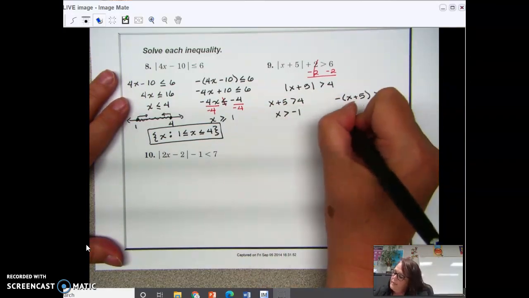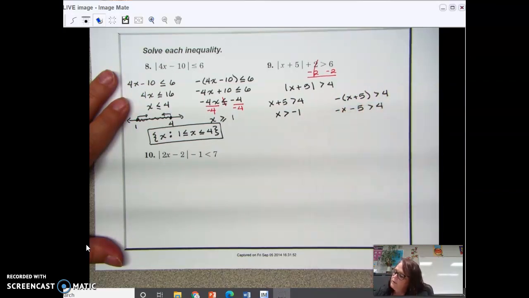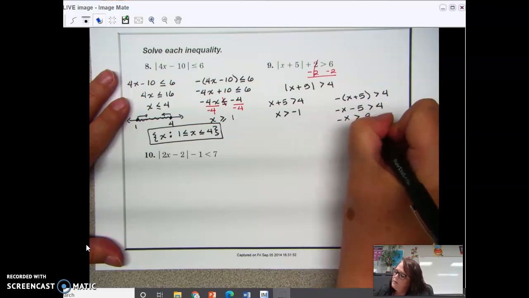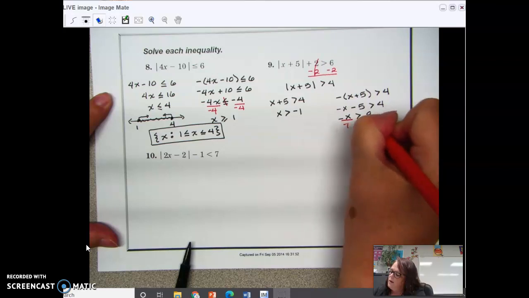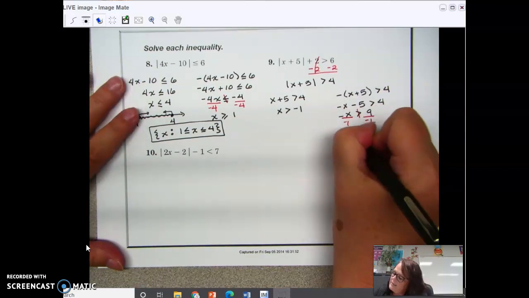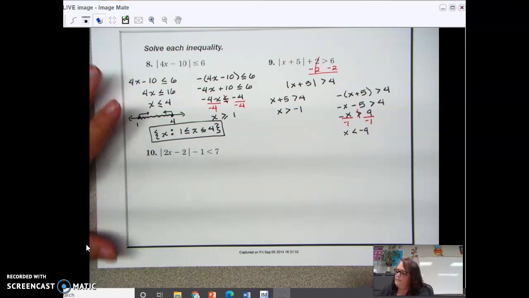Here, if I distribute the negative, I have negative x minus 5 is greater than 4. So if I add 5 to both sides, I get negative x is greater than 9. And then dividing both sides by negative 1 flips my inequality, and so I get x is now less than negative 9. You should expect to flip one inequality at least each time.